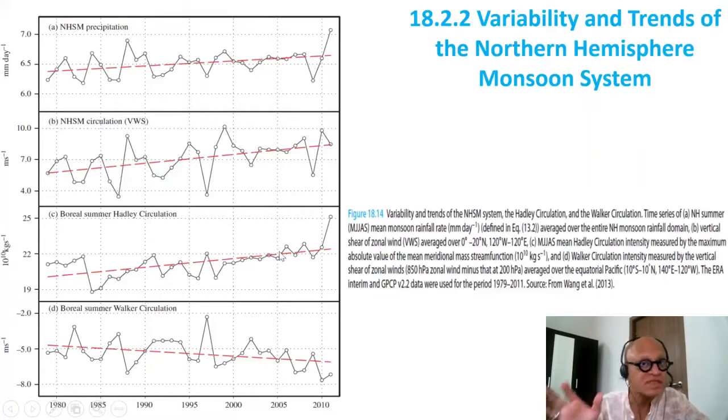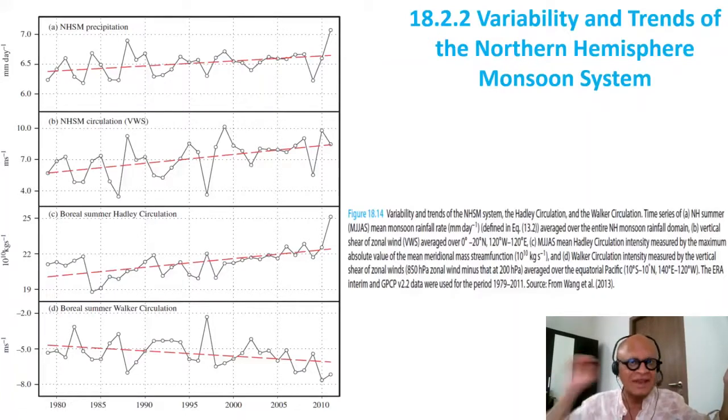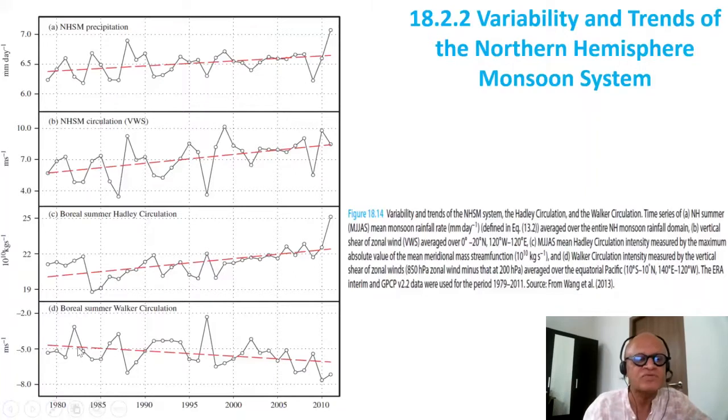There are other debates about whether the Hadley cell is actually expanding in its latitudinal extent. That's a slightly different but very closely related debate. Boreal summer Walker circulation also has strengthened. As you can see, the vertical shear has gotten stronger.